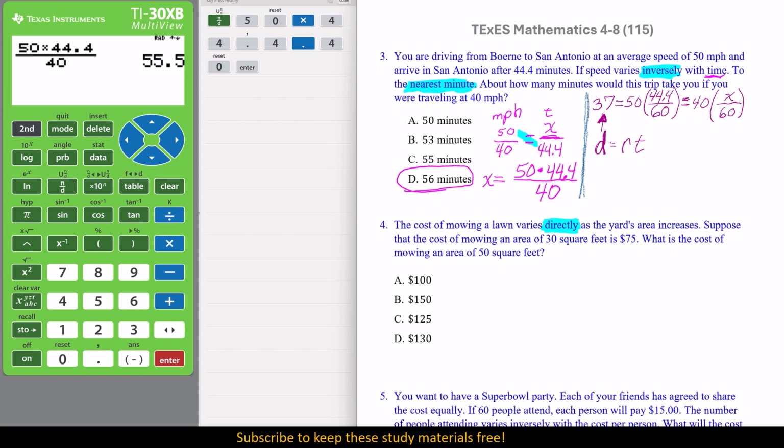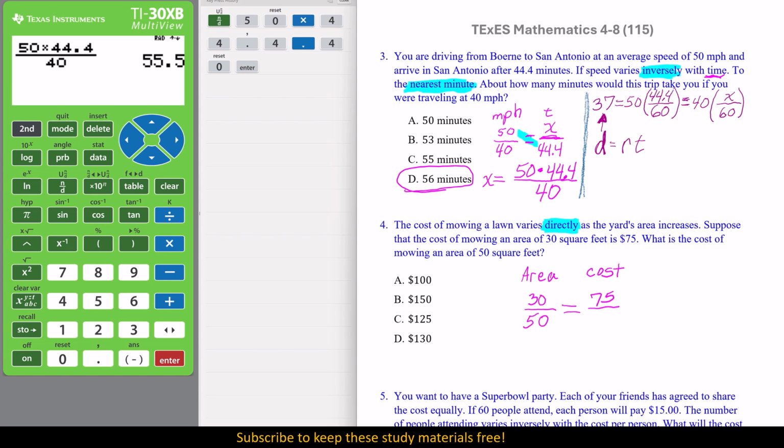Now, that's direct, so that's not as tough to deal with. If we look at the area, and we say that the area varies directly, then we can write this. Look at our areas: we had 30, then 50, so 30 over 50, and then area to cost was what we were dealing with. Well, we know 30 equals $75.